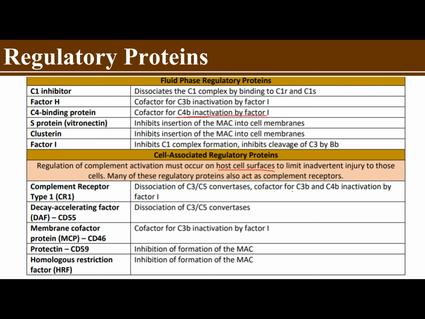This is responsible for the dissociation of C3 and C5 convertases. Then we have your membrane cofactor protein, MCP, also known as CD46, a cofactor for C3b inactivation by factor I. Then we have your protectin, CD59, which inhibits formation of the MAC. Then we have your homologous restriction factor, which also inhibits formation of the MAC.